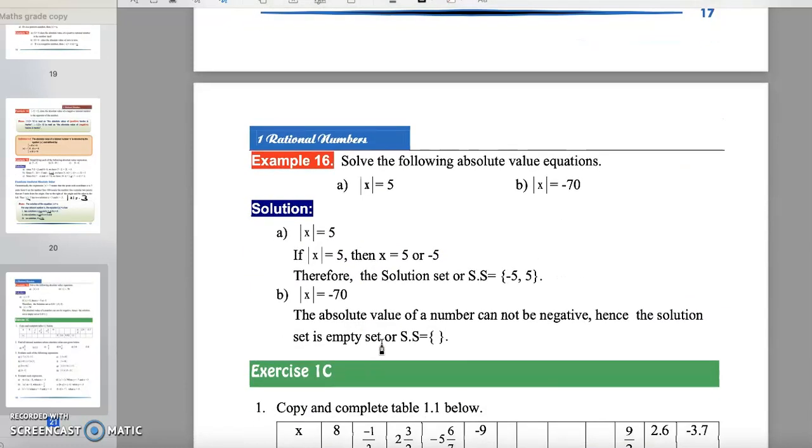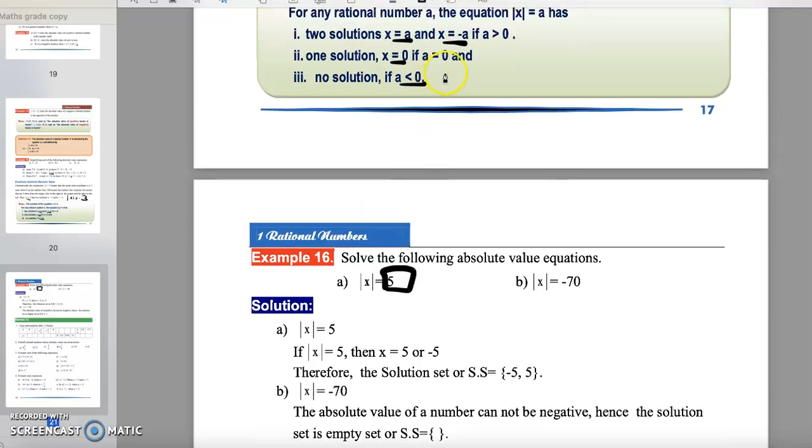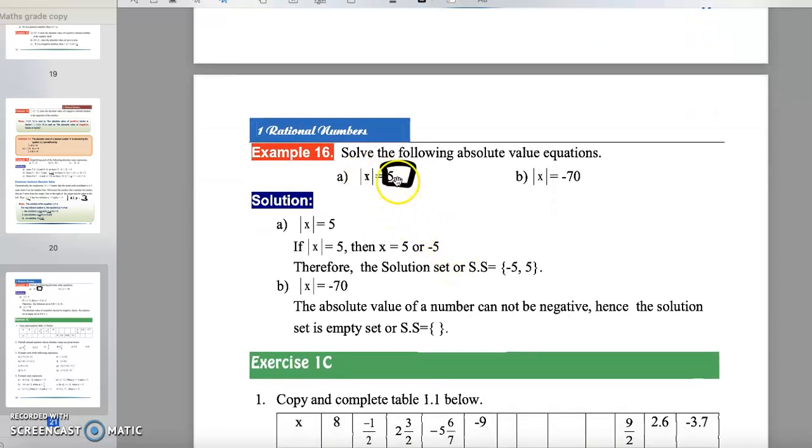Here we can see x is given 5. So absolute value of x is 5, and a is 5. So 5 is greater than 0, right? So since it is positive, this equation has two solutions, because if a is greater than 0 it has two solutions. So x equals 5 or x equals minus 5. This time, absolute value of x is minus 70. What is a? Minus 70, right? Minus 70 is negative. So if it's less than 0, then it has no solution. It's the empty set. So these are the equations.